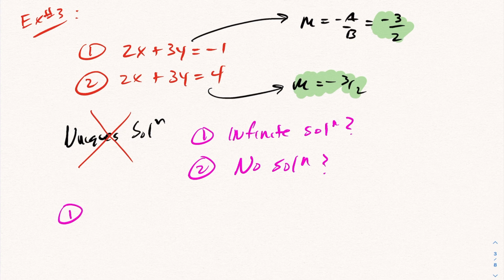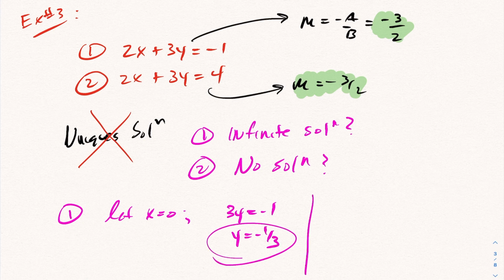If I go to equation 1, if I want to find the y-intercept, I can let x equal 0. If I let x equal 0 here, you get 3y equals negative 1. So the y-intercept for my first equation is minus a third. For equation 2, if I go to find my y-intercept, you let x equal to 0, you get 3y is 4, so y is 4/3.